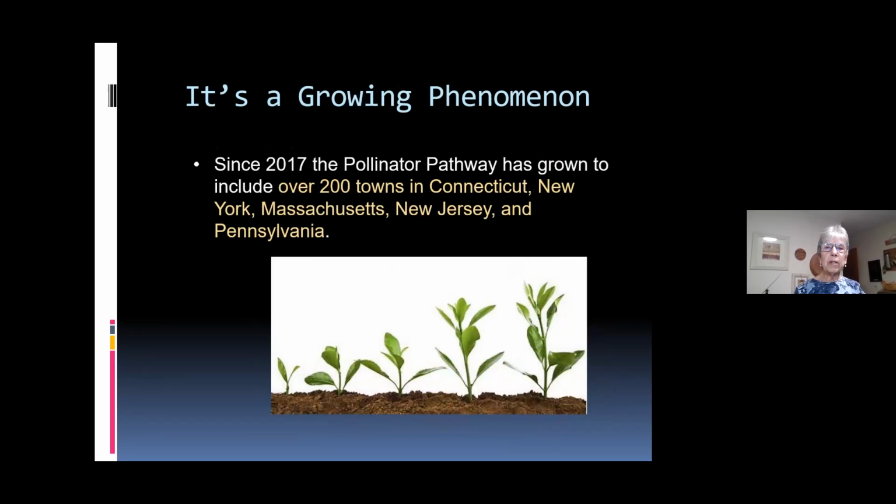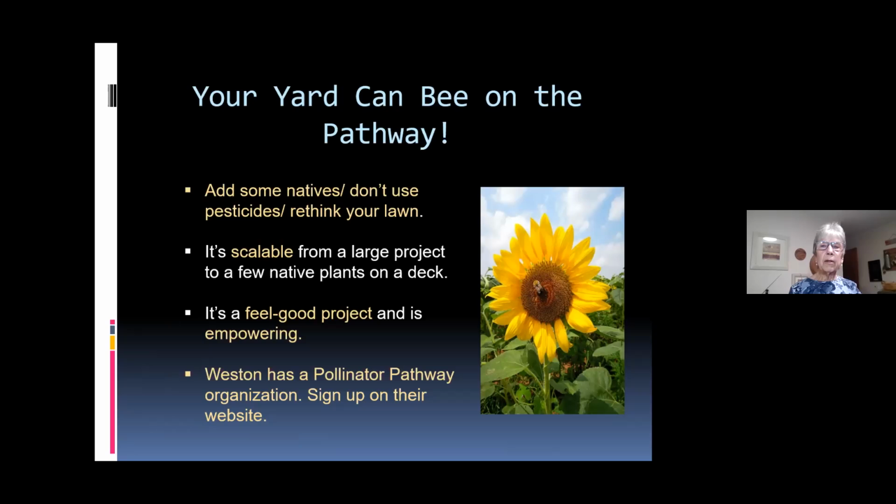And it's a growing phenomenon, started in 2017, and now there are over 200 towns in Connecticut, New York, Massachusetts, New Jersey, and Pennsylvania. It's really taken off big time. And you can be on the pathway. You can join the Western Pollinator Pathway. There's one in Westport. I think all the towns in Fairfield County have a pathway. And all you have to do is add some natives. You don't have to go crazy with it. Just buy a couple and plant them, or put them on your deck, or in a flower box.